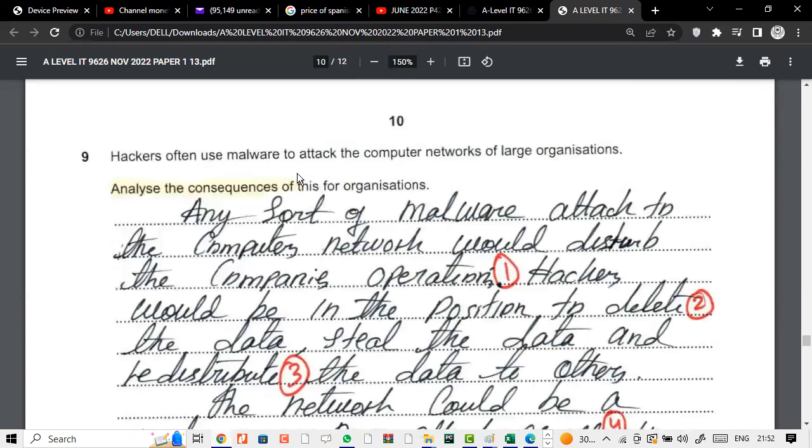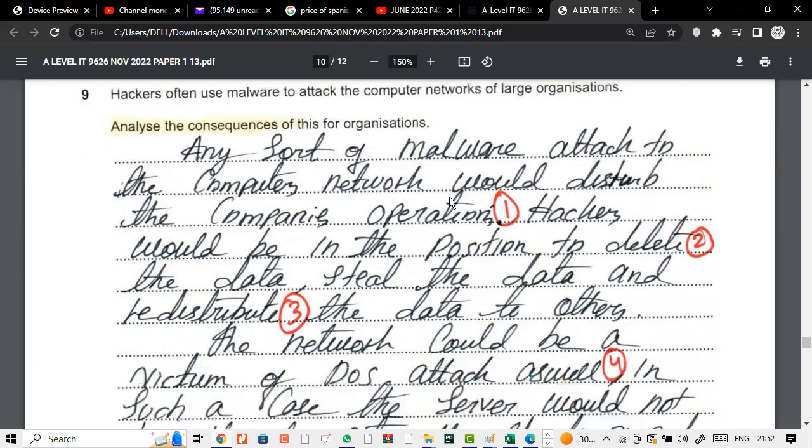Hackers often use malware to attack large organizations. Analyze the consequences for this organization. Okay, what consequences will this have if hackers attack? What will happen? So the question emphasizes the consequences. That's why I've actually highlighted this.